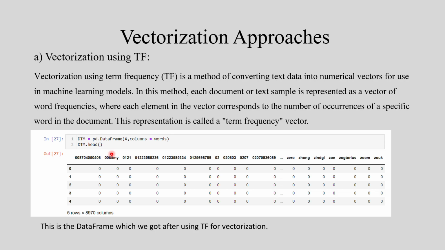After that, we converted our text into vectors using term frequency vectorization. In this, each word is counted and each word is given a column. So if the first sentence has I, then in the I column it is counted as 1. This is mostly a sparse matrix because we have around 8970 columns, and in a single sentence there are 8 to 30 words.